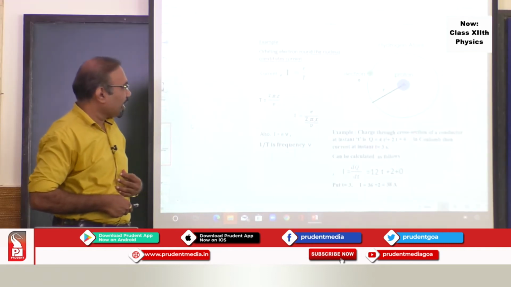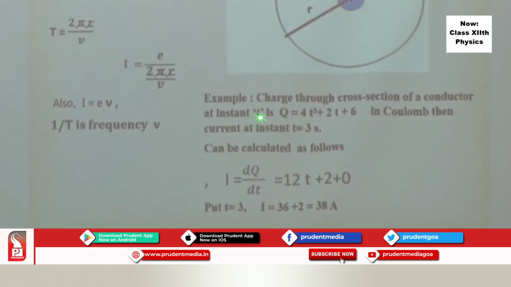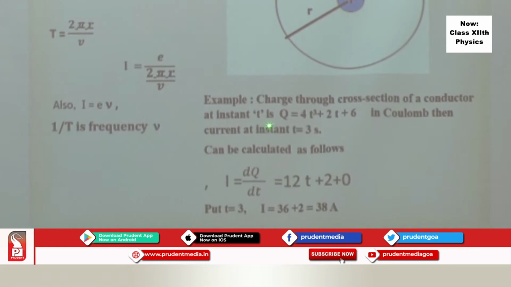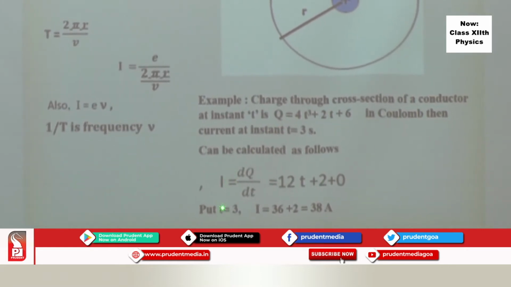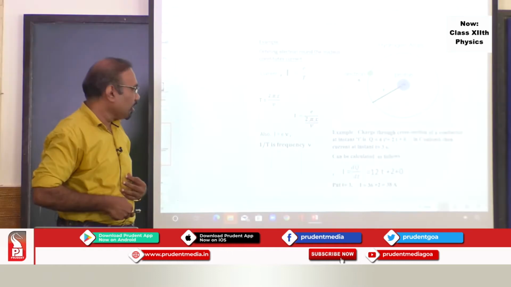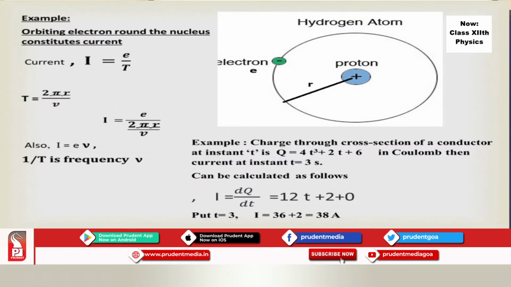Another example: you may not be given the charge at a particular instant, but charge given as a function of t. Just find the derivative, substitute the value of time, and you can easily find how much is the current at that instant using the formula dq/dt. So these are more or less the examples which we can encounter.